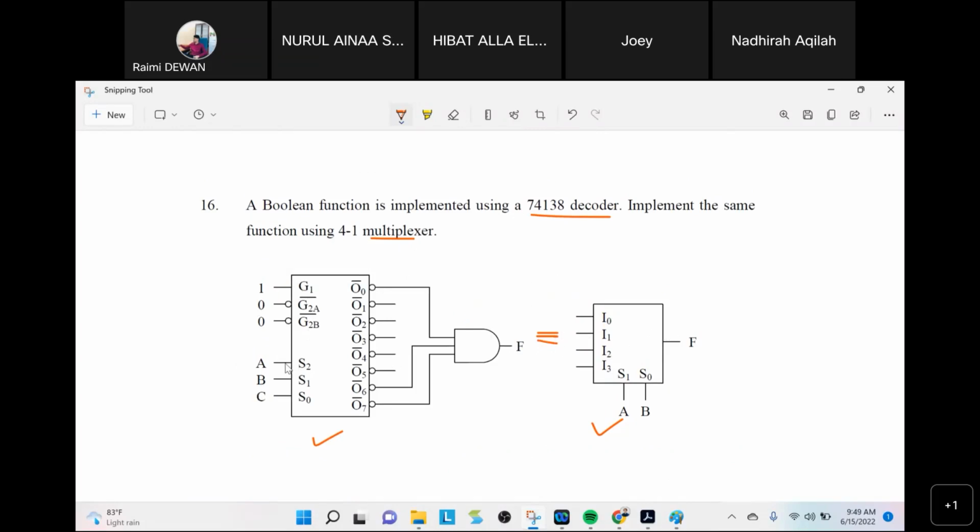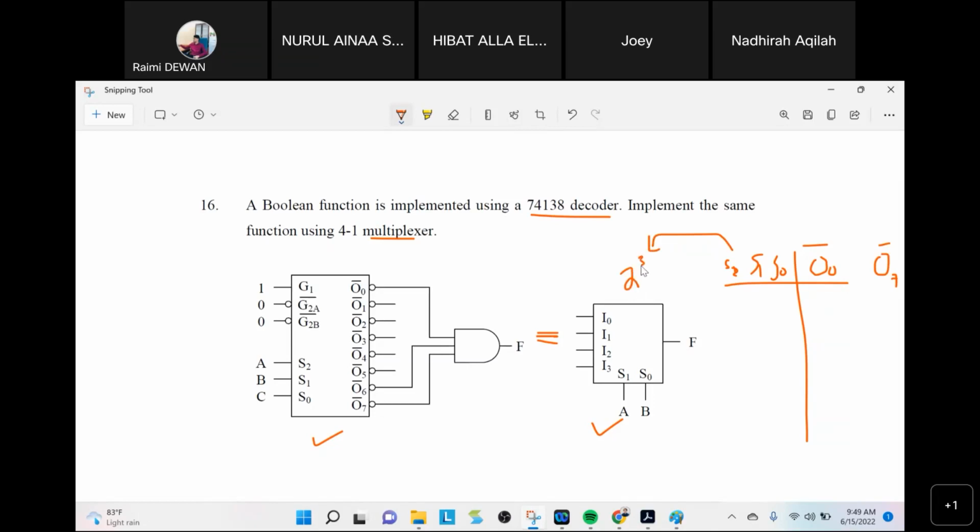So you have your ABC. Then you have this AND gate. S2, S1, S0. And then you have the outputs. Output 0 until output 7. Why do we have 8 outputs? Because this one is 2 to the power of 3.